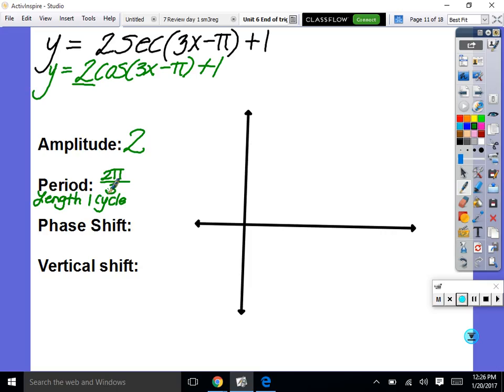Now, a phase shift is just left and right. Where's it shifting? Remember, normally cosine starts at 0, correct, everybody? So if we're shifting it, we're going to set the inside, 3x minus pi, equal to 0 and solve for x to see where our x is now. It used to be 0. So we would add pi, right? 3x equals pi, so x equals pi thirds. So it used to be 0, it's now pi thirds. Isn't that a shift of right pi thirds?